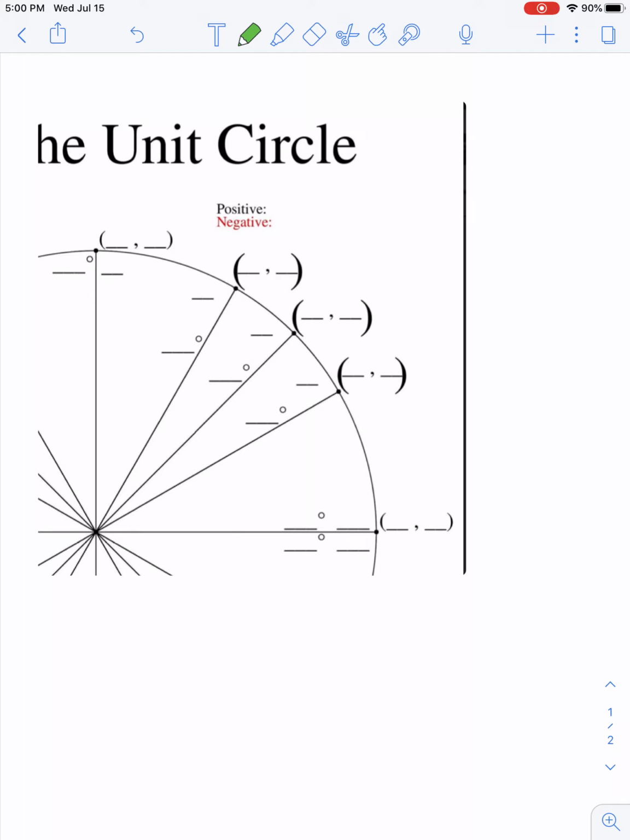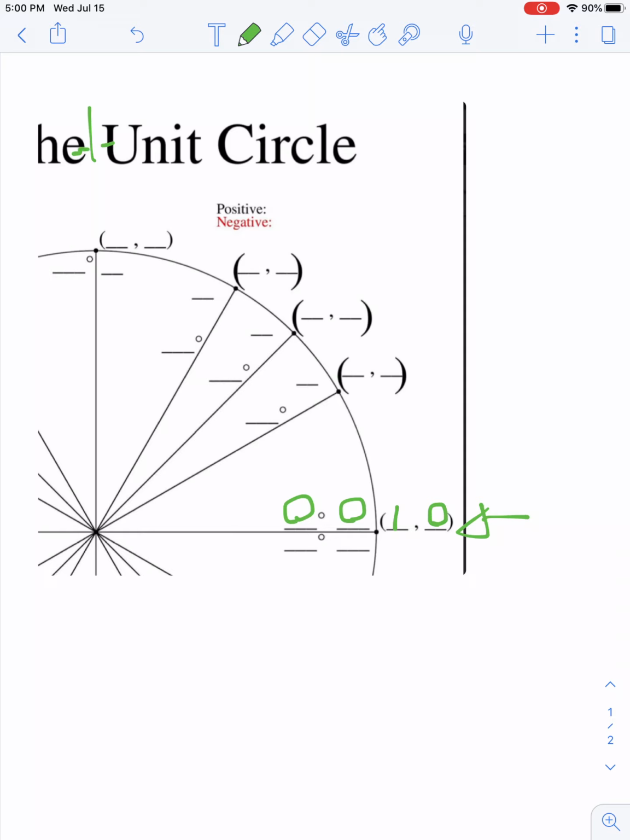For example, we know right here is the start of our unit circle. It is 0 degrees and 0 radians. And remember, a unit circle has a radius of 1. So this point has an x value of 1 and a y value of 0.